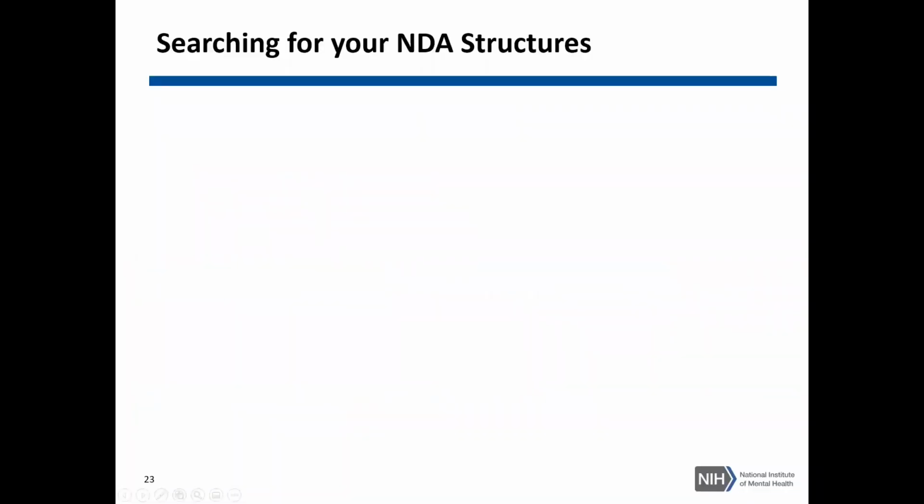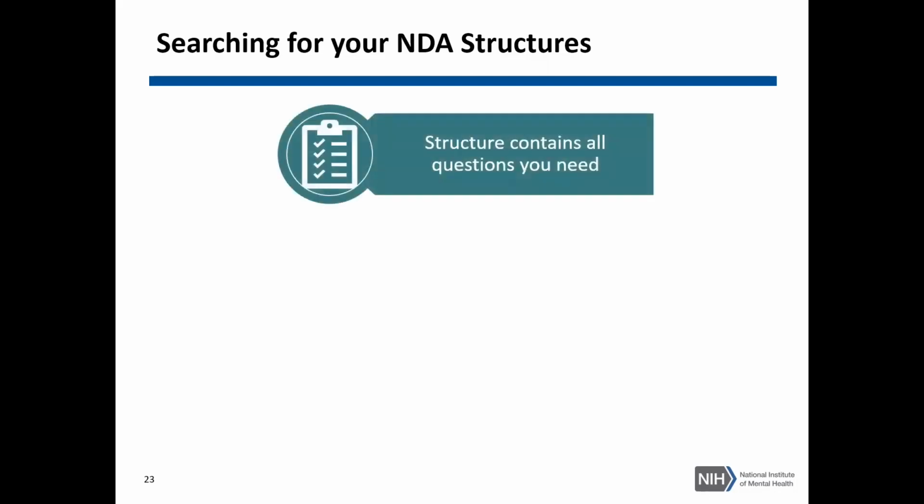When searching for a data structure, you may come across 3 different paths. We have our happiest path, the path of least resistance, which is finding a data structure that fits your assessment perfectly. And by perfect, I mean the data structure has all the questions or variables that your original assessment has, but it may also have some additional data elements that are only listed as recommended, so you can just leave those blank.